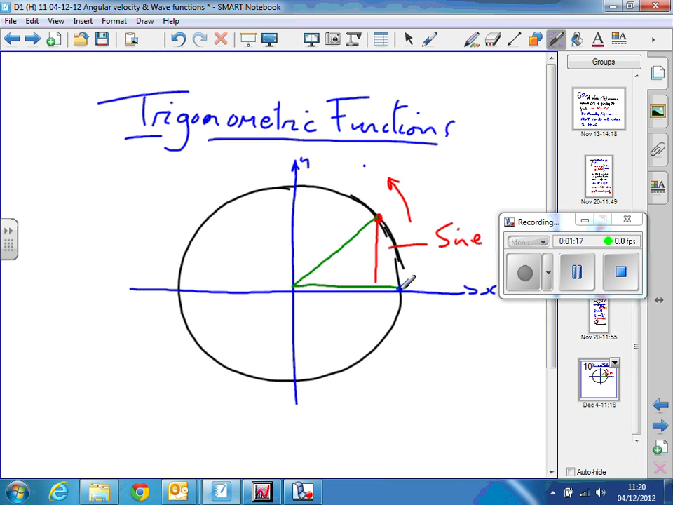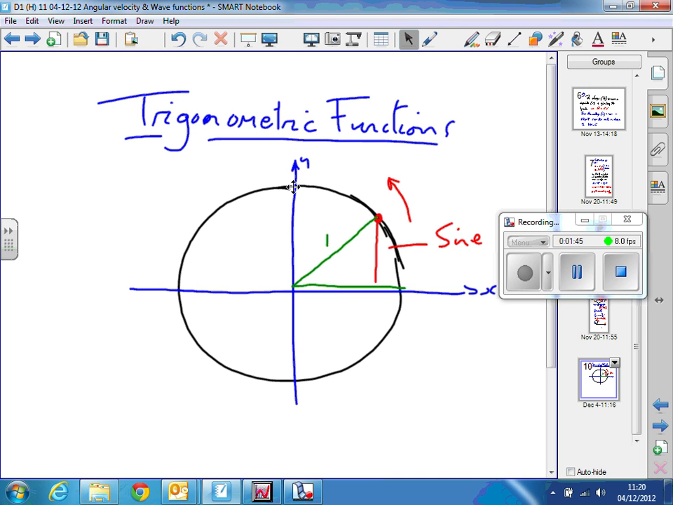And as it comes around here, if I look along like this and see this point, how far has it gone up the y-axis? When I get to here, it's gone that far up. Come round to here, it's now gone that far up the y-axis, until I get to the top, the maximum distance up the y-axis. And we define the sine function with the radius of the rotation as being a nice easy number, 1.